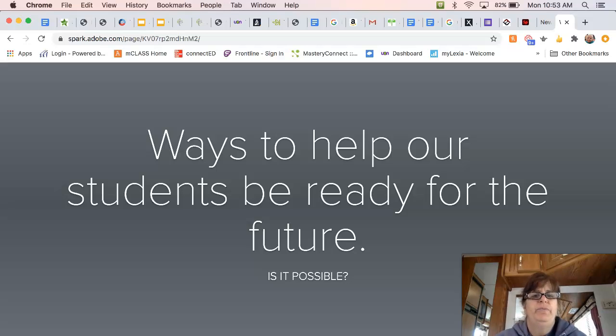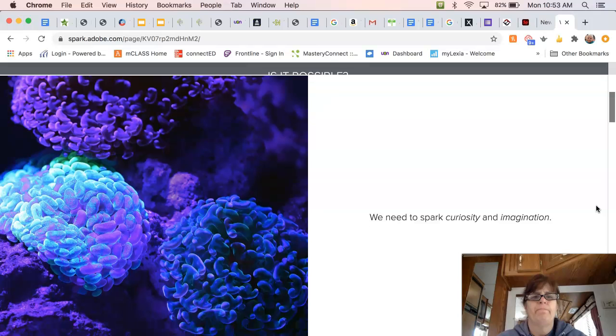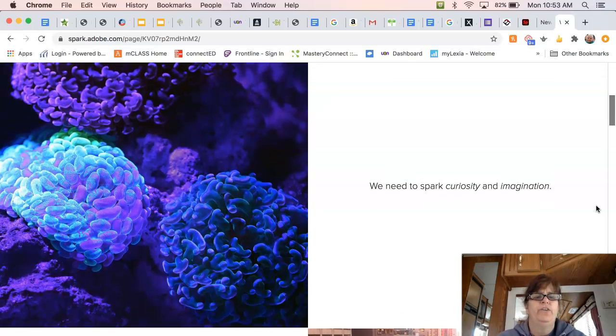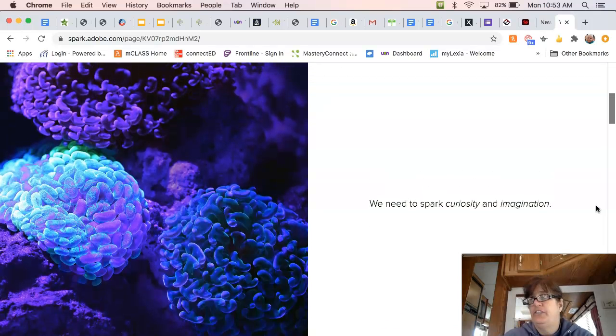Ways to help our students be ready for the future. Is it possible? Of course it's possible, of course it is. Let me just move down here. We need to spark curiosity and imagination. We need to help our kids want to be interested in things and have new ideas. And I know it's hard to do this, but we need to try to spark that curiosity.